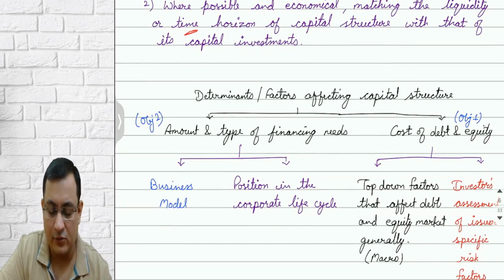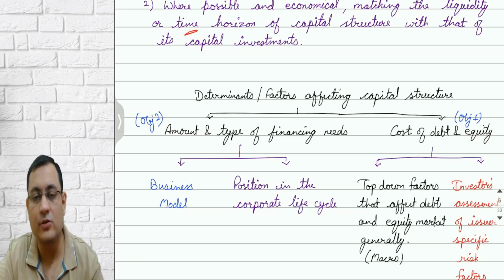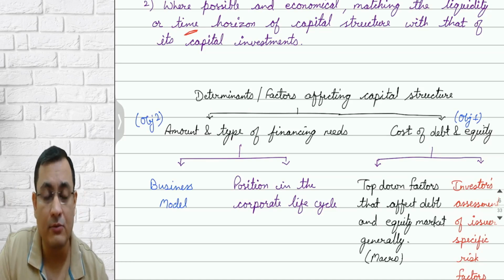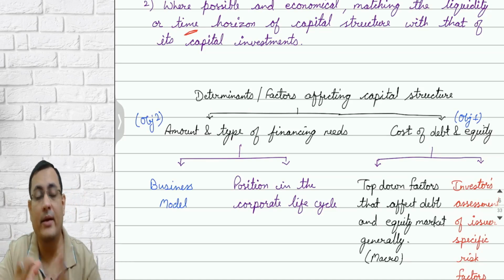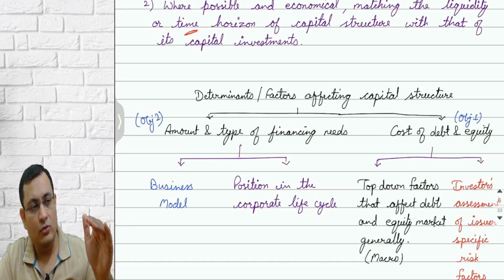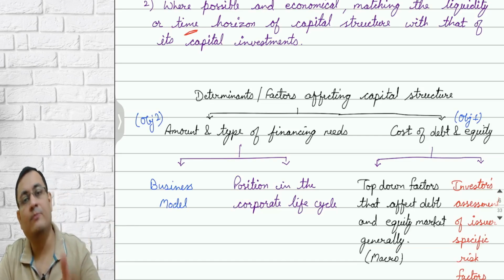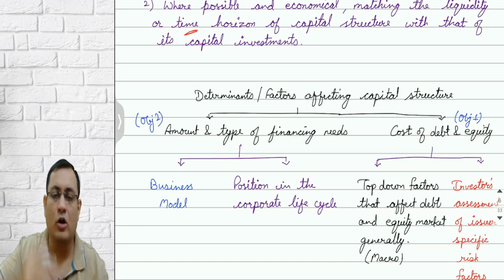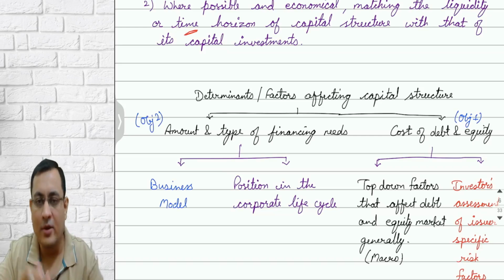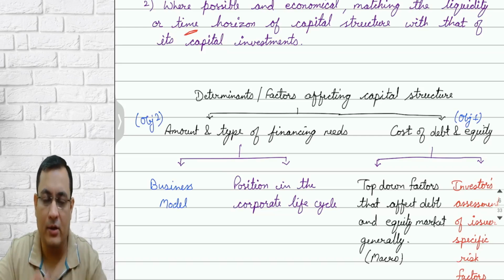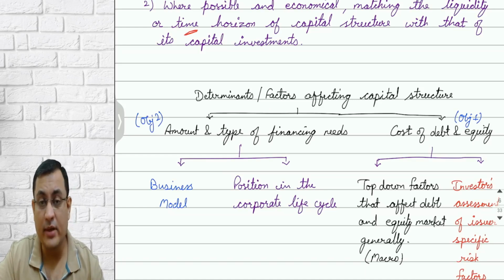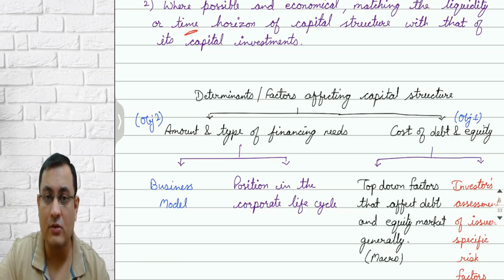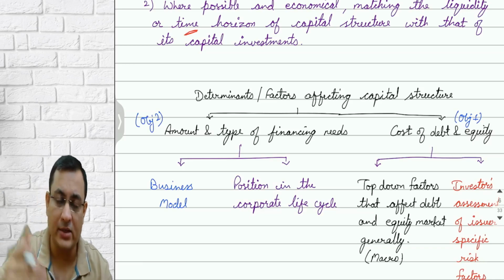The two factors: one is called the business model, what type of business you are running, and the second is the position in the corporate life cycle. Corporate life cycle is generally related to product life cycle, meaning whether you are running a company in the startup phase or the growth phase or the stability phase or the maturity phase. Of course, we are not going to talk about the decline phase, because in case of decline you don't need finance, you are liquidating your business. Next, the second set of factors is going to affect your objective number one, that is the calculation of WACC.